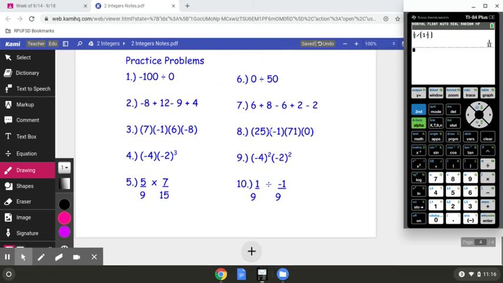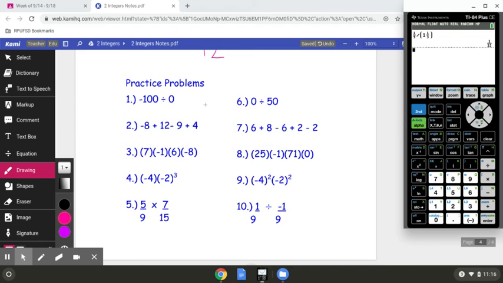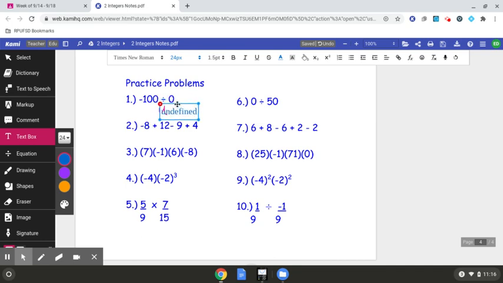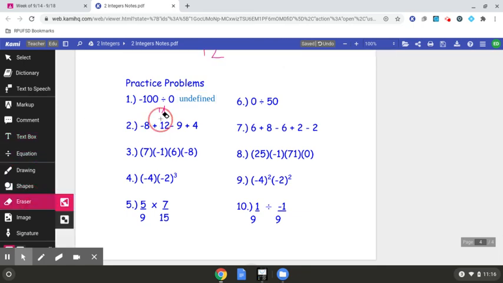And now you have your practice problems. So again, I'm just going to do these quickly. Negative 100 divided by 0. This is my undefined. I'm going to do a text box for this because my pen does not work well with typing. So this is undefined, your answer for that one. Okay, and then you're going to use your calculator really for the rest of them. But this one here, 0 divided by 50, that's your 0 answer.